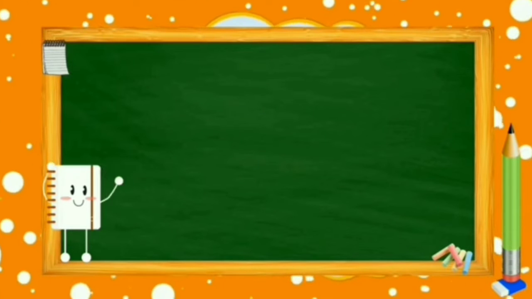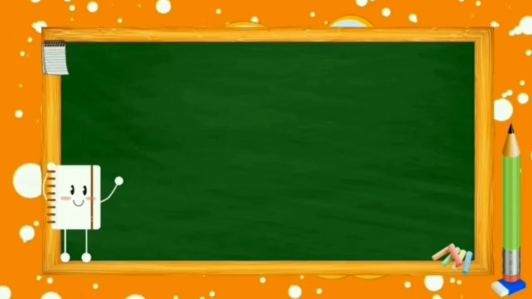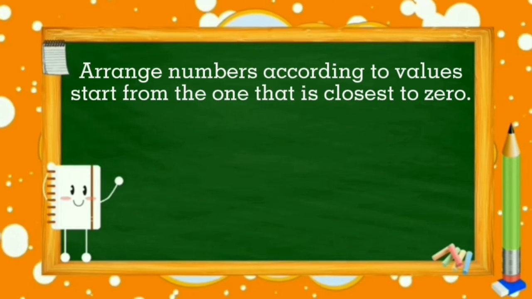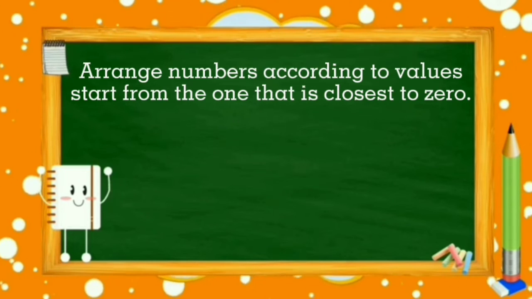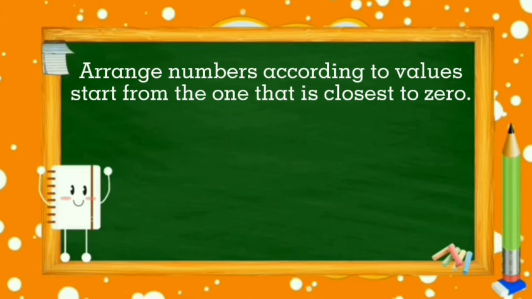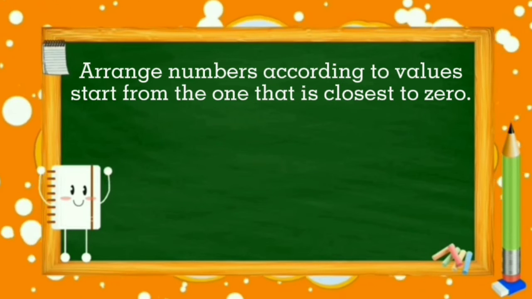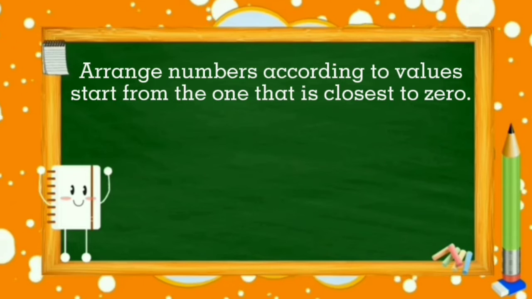Well, again, please listen to me carefully as I read the instructions twice. Arrange numbers according to values. Start from the one that is closest to 0. Again, arrange numbers according to values. Start from the one that is closest to 0.